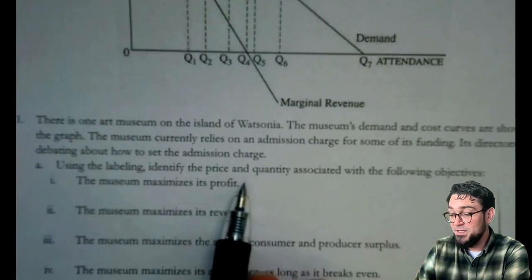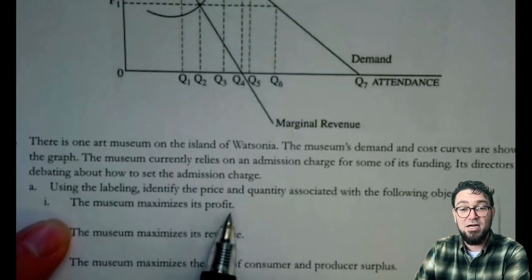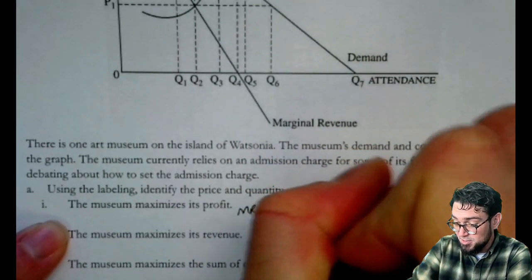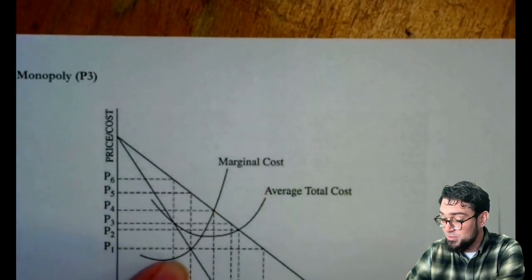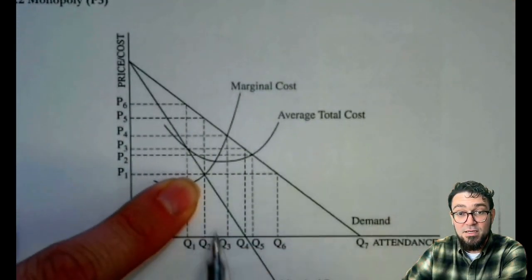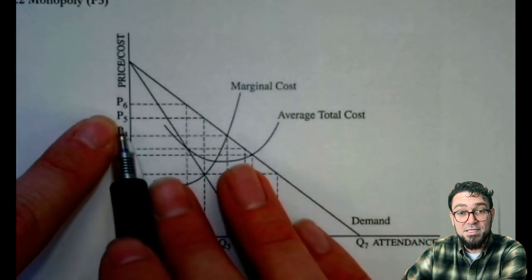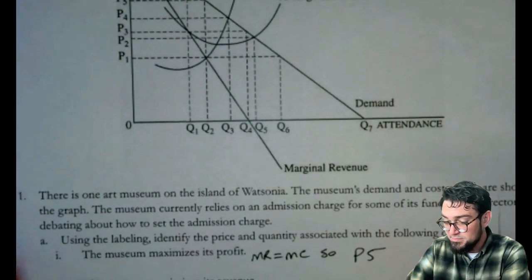Using the labeling, identify the price and quantity associated with the following objectives. Well, if the museum wants to maximize its profit, we know they're going to produce where MR equals MC. So we're going to find that quantity. Marginal cost equals marginal revenue here, and that's Q2. So we're going to go up to the demand curve, and that corresponds to P5. So P5 for the first one.